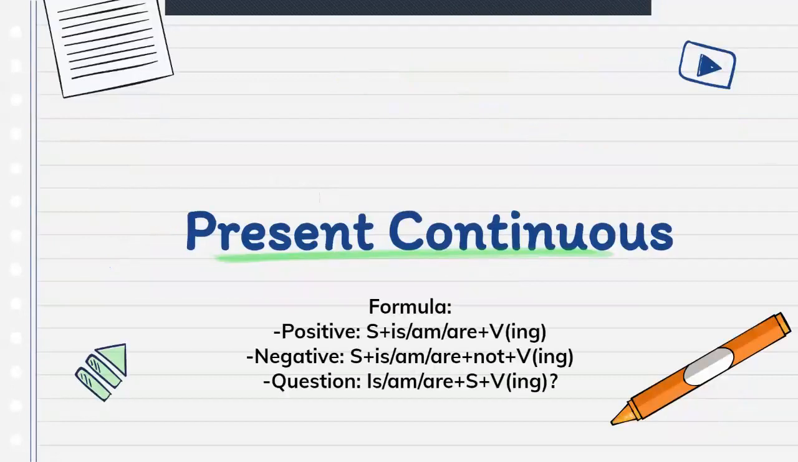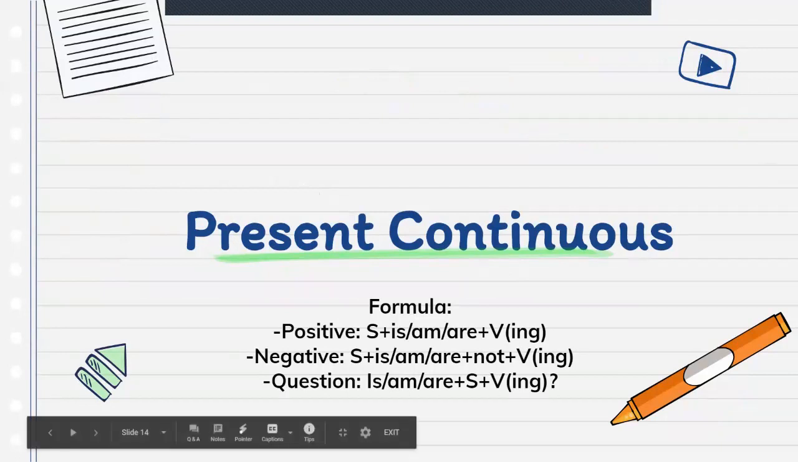Next, we have present continuous. For the formula, for the positive, we use subject plus is, am, or are, depending on the subject, plus verb ing. Negative, subject plus is, am, or are plus not plus verb ing. And for the question, is, am, or are plus subject plus verb ing.